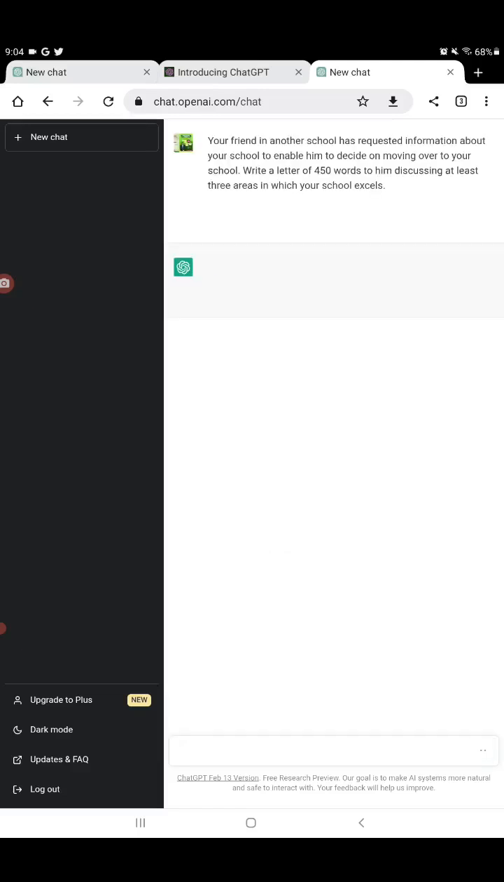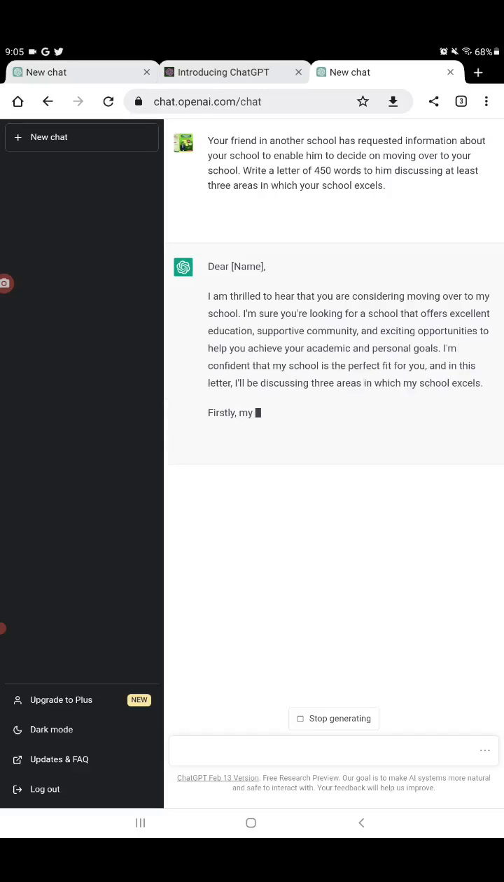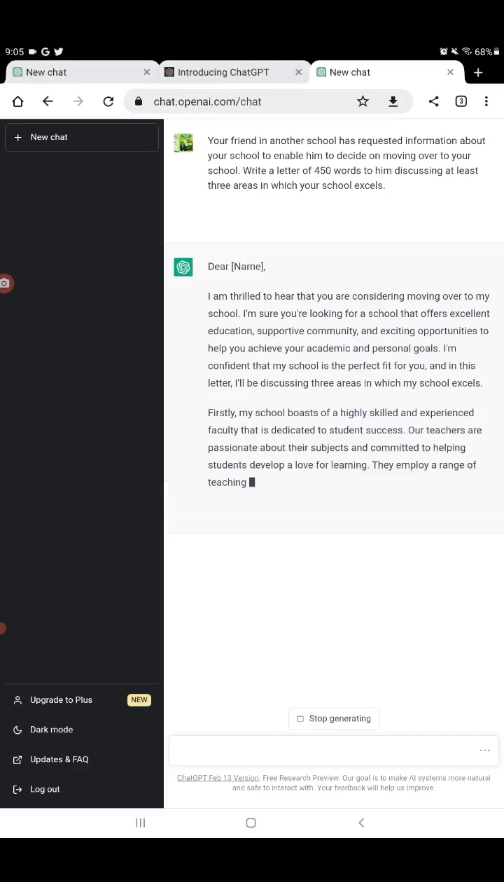So as of now, ChatGPT will be writing the letter for you, helping you to search for it. You put your name, and you put the name of the person you are writing the letter to. I am thrilled to hear that you are considering moving over to my school. I am sure you are looking for a school. So that is the introduction. It started from the firstly now. Firstly, my school boasts of highly skilled and experienced faculty. So it's discussing the first point.